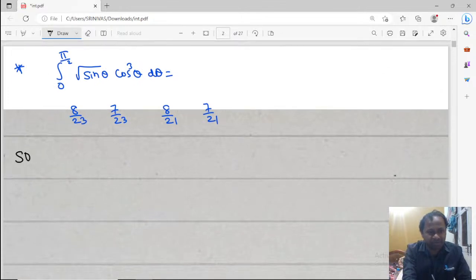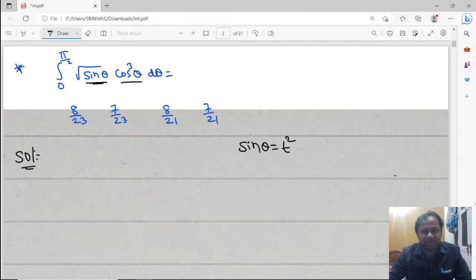What is that problem? Integral 0 to pi by 2 of sine theta under root of sine theta into cos cube theta d theta. This is the question, right? So we have one method of solving integrations, that is the substitution method. Now I will take sine theta is equal to t square. We can take the differentiation: cos theta d theta is equal to 2t dt.